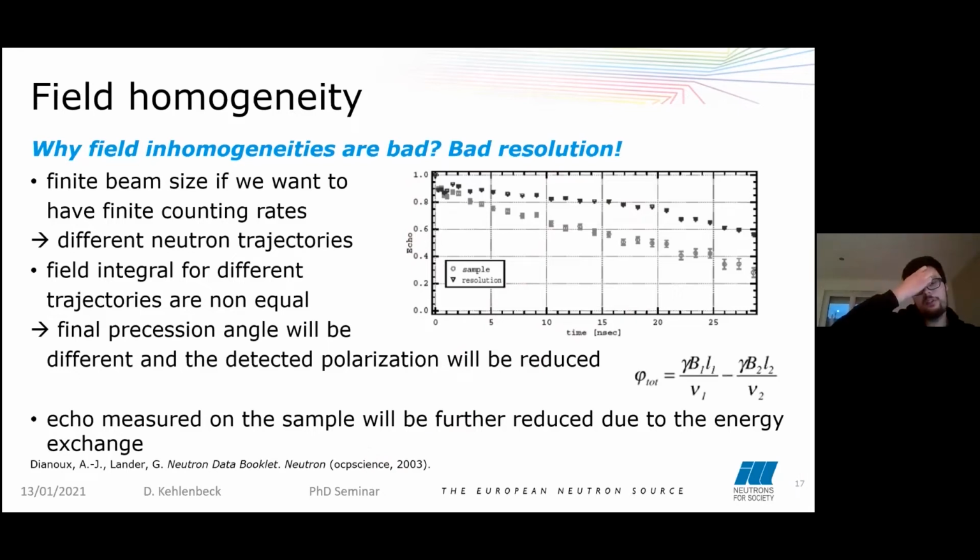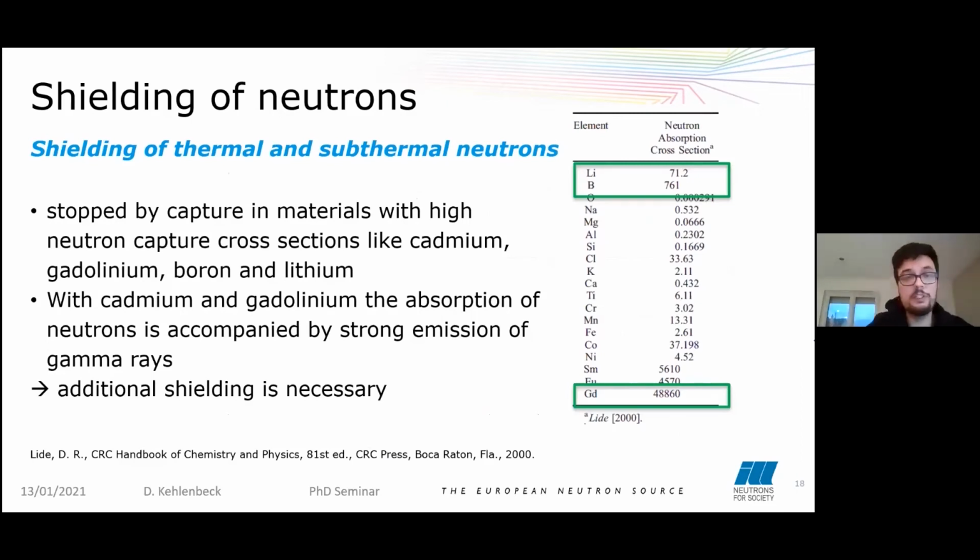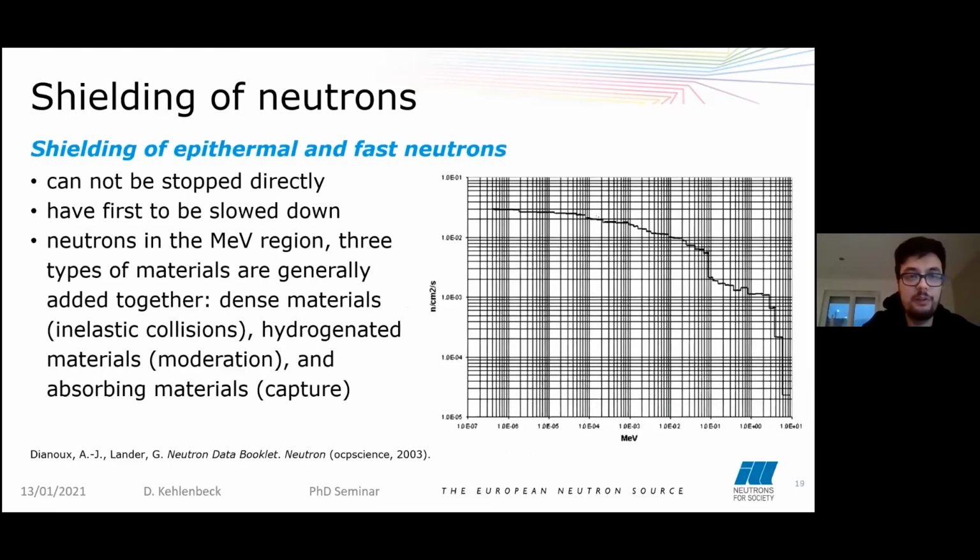The next topic in my talk will be shielding of neutrons. To shield thermal and subthermal neutrons, materials with a high neutron capture cross section are used, like cadmium, gadolinium, boron, and lithium. And with cadmium and gadolinium, the absorption of neutrons is accompanied with the strong emission of gamma rays, so additional shielding is necessary here. For the shielding of epithermal and fast neutrons, these neutrons cannot be stopped directly. They have to be slowed down first.